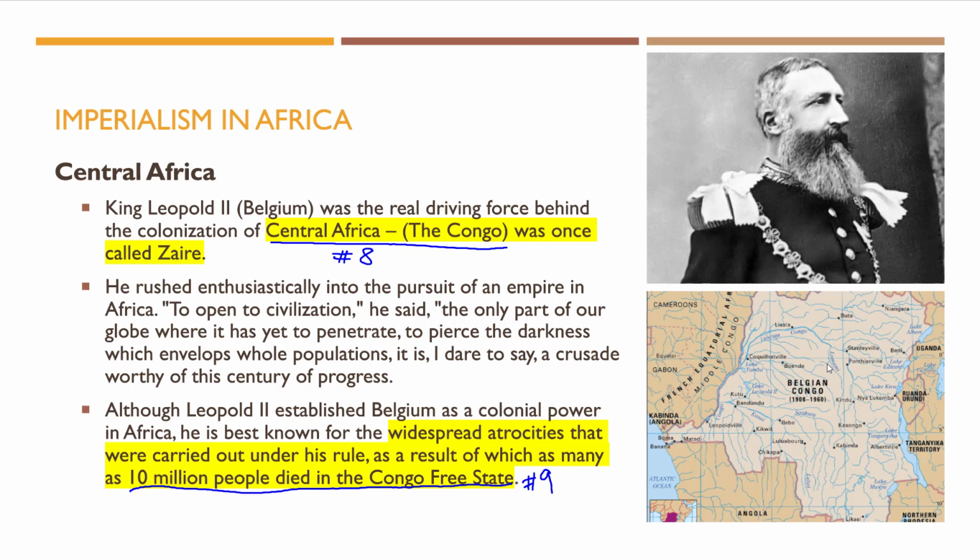area. In his pursuit and in his rule, he committed so many atrocities that as many as 10 million people died in the Congolese Free State. I'm sure it's probably more than that. Okay, and that's a lot of people.